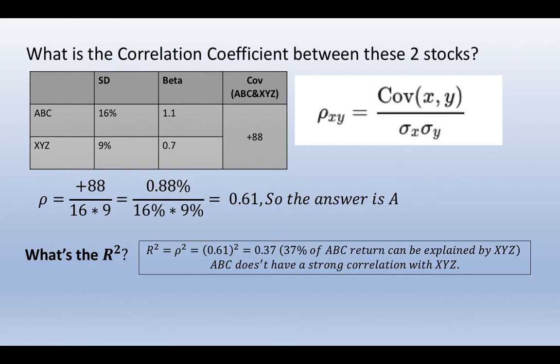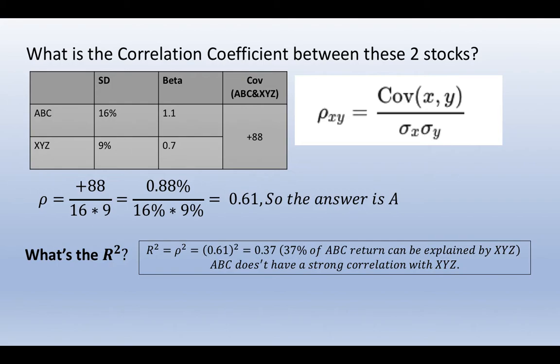It means 37% of the ABC returns can be explained by the XYZ. That also means ABC doesn't have a strong correlation with XYZ. Usually we say if the R square is greater than 70%, it demonstrates a strong correlation between the two variables. So 37% is not very strong.